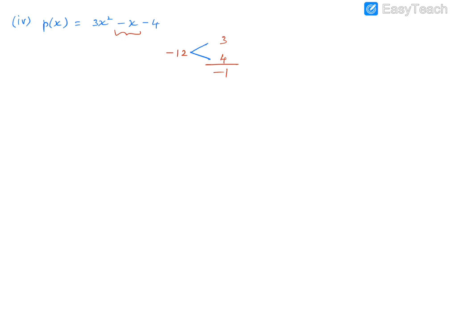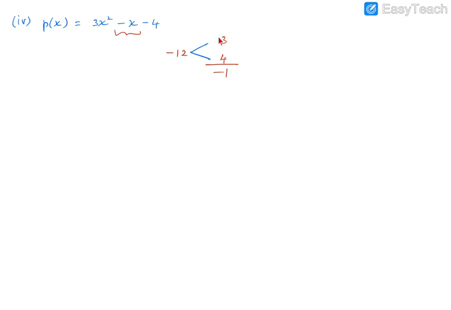So we will have 3 and 4. We need to put a negative sign in front of one of these numbers, because 3 and 4 have a product of 12. If I put a minus in front of one of those numbers, we'll get -12. But we need to put the minus in such a way that when we add those two numbers, we get -1.